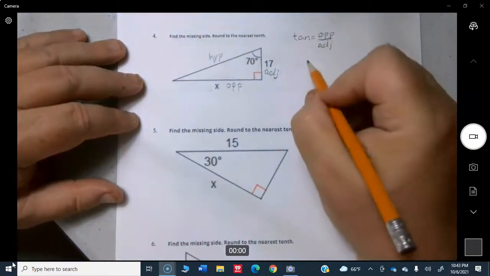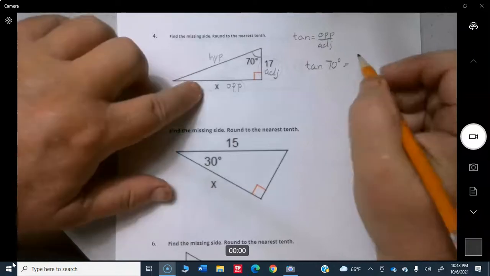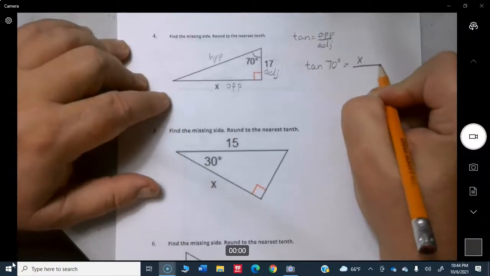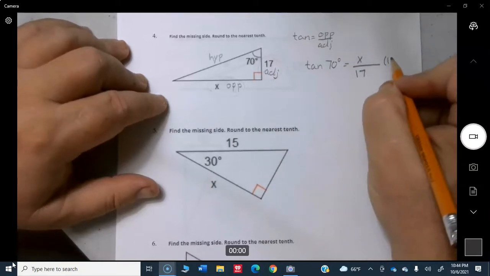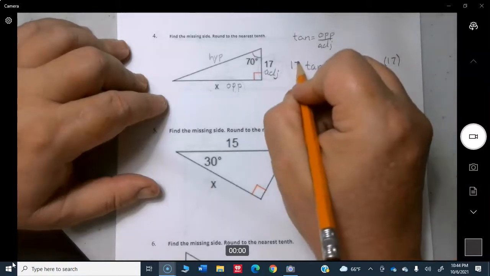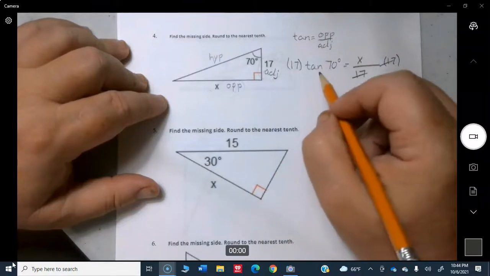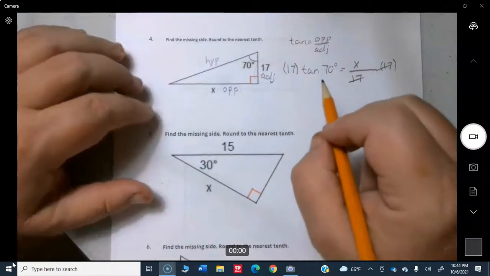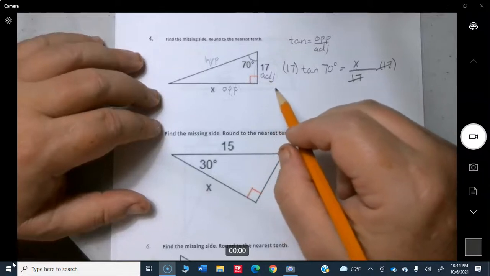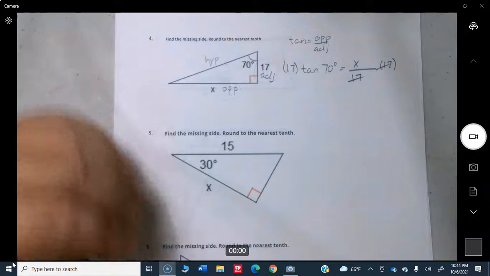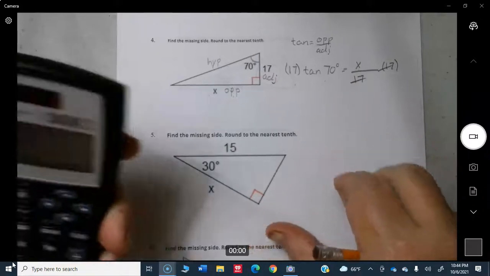So now we'll plug in the numbers. Opposite is x. Adjacent is 17. Multiply both sides by 17. And we have x equals this. And actually, let's do it a slightly different way. Instead of finding the tangent of 70 right at the beginning, as I did in the earlier problems, I'm now going to do this as one big calculation. You don't have to do it this way if you find it confusing. But I have 17 times tangent 70. So here's my calculator.